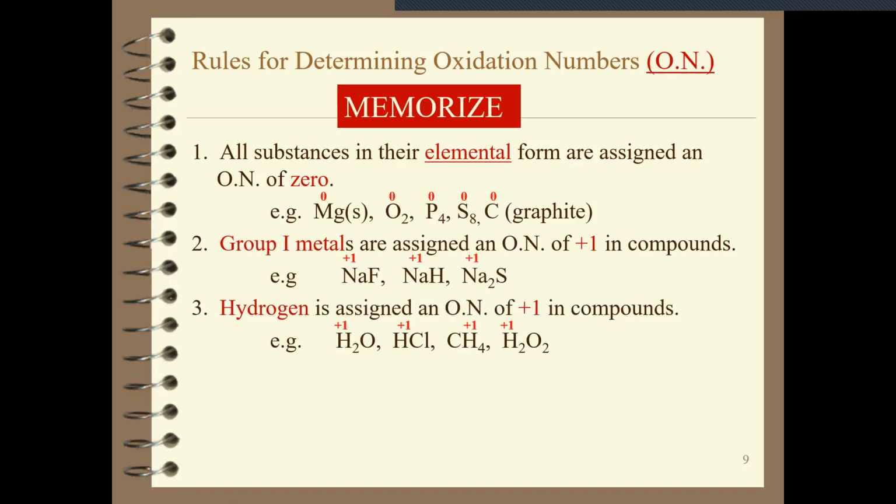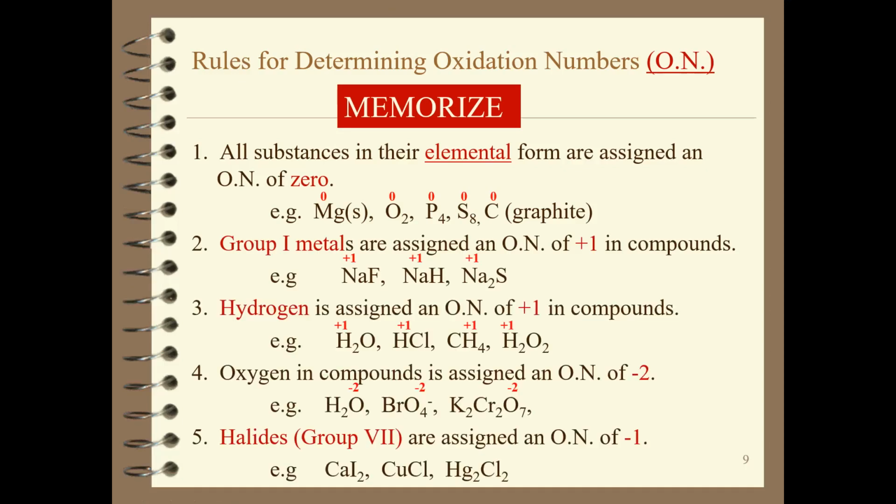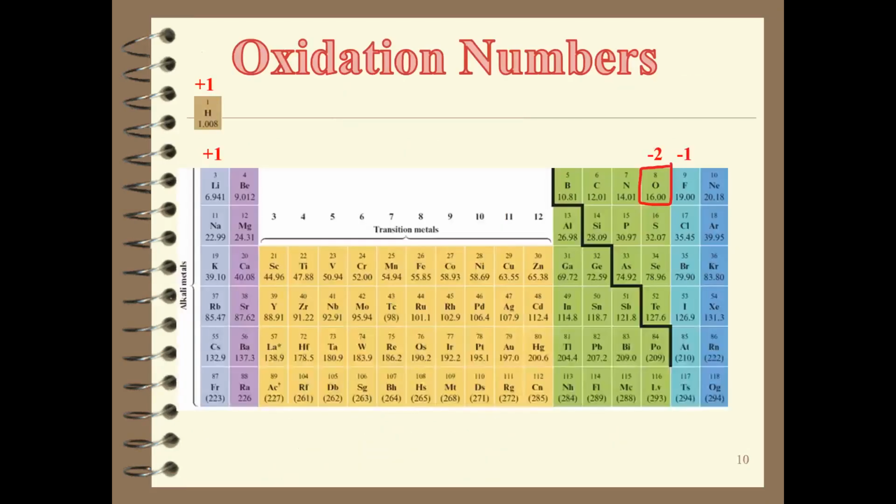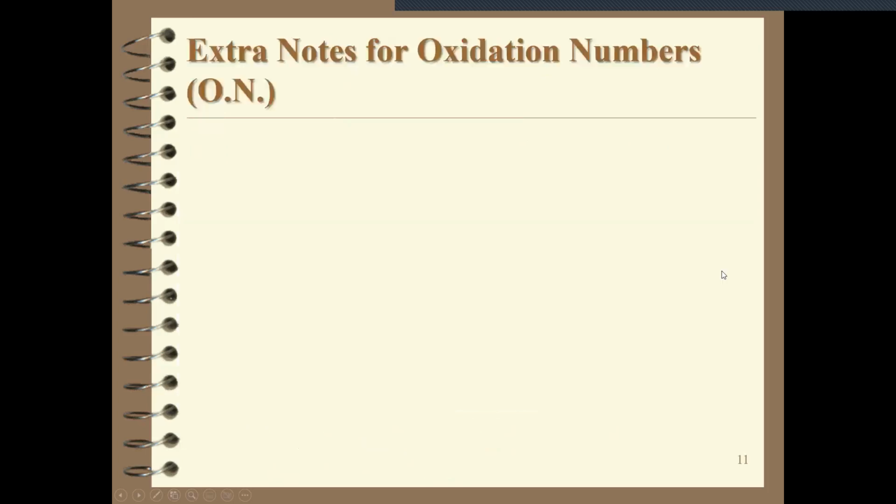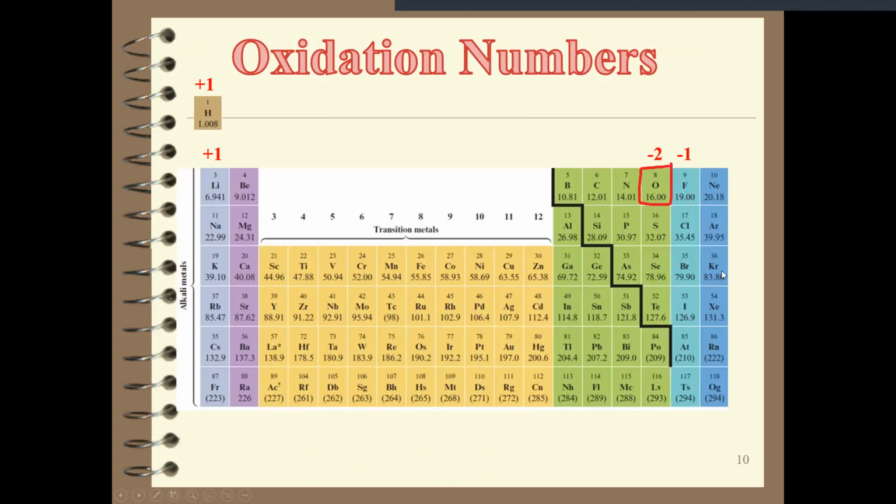You need to know these oxidation numbers. You have to memorize these, but they're not hard. And this little thing here helps you remember. Those in this column are always +1. Oxygen's always -2. And the halogens are always -1.